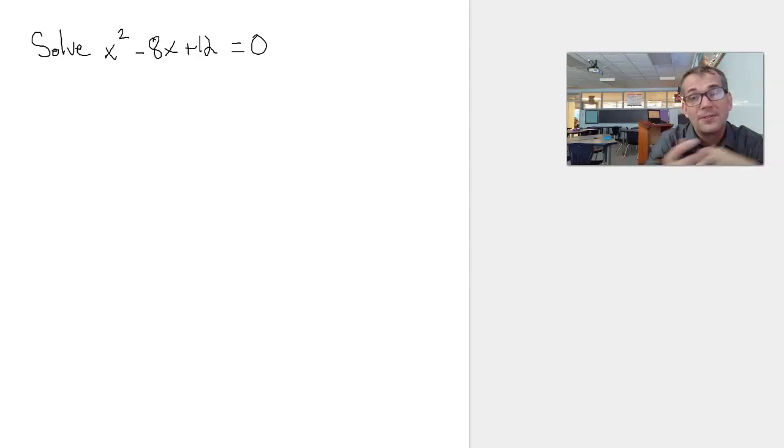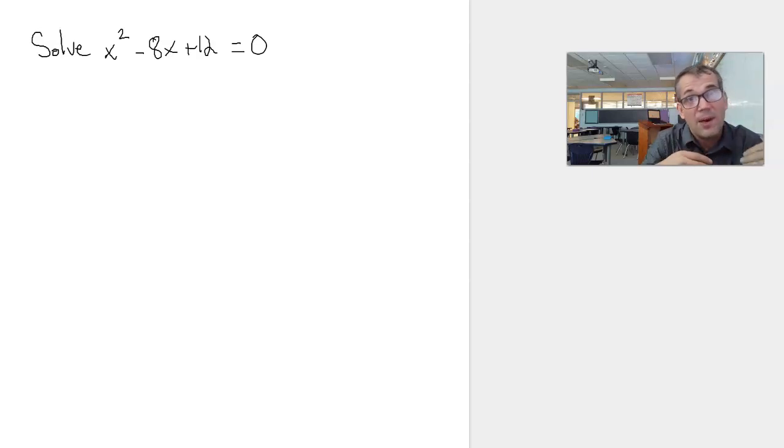So here's an example where we're asked to solve a quadratic, but it's in standard form. The example I did in class was vertex form, and in that case we were allowed to use reverse PEMDAS, like undo what was done by doing the opposite. Here we can't do that, but we do know how to convert this to vertex form.